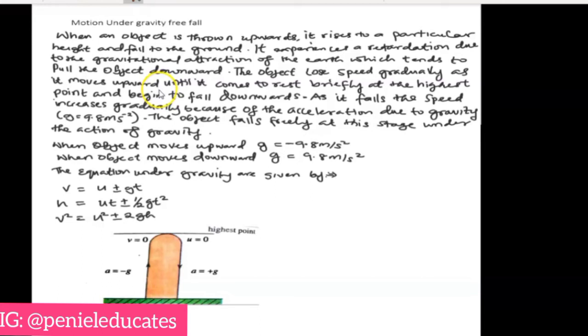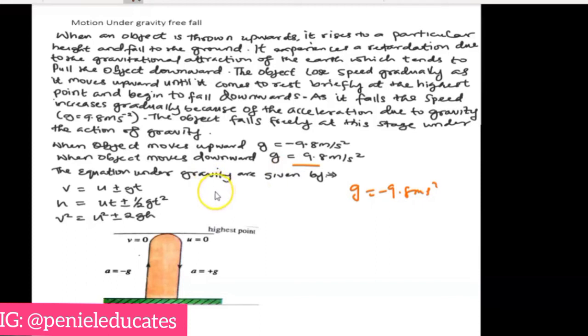When the body is moving upward, it is affected by gravitational pull, and the acceleration due to gravity is negative, minus 9.8 meters per second squared. But when the body is moving downward, the gravity is 9.8 because it comes down freely under the action of gravity. So once it's moving upward, it starts losing its speed gradually, and later on it will start coming down freely.